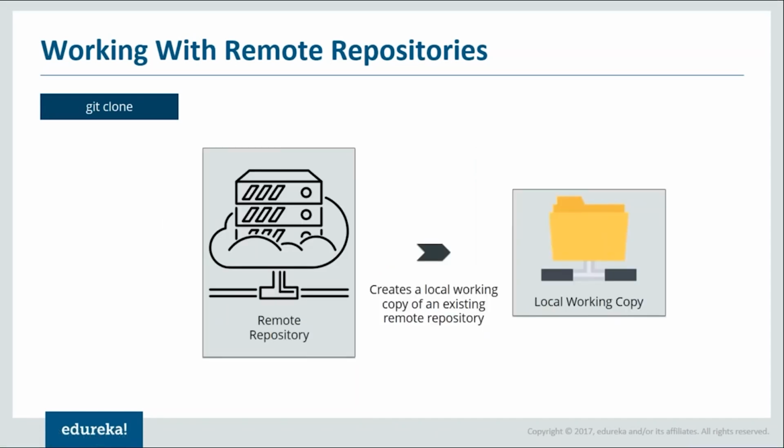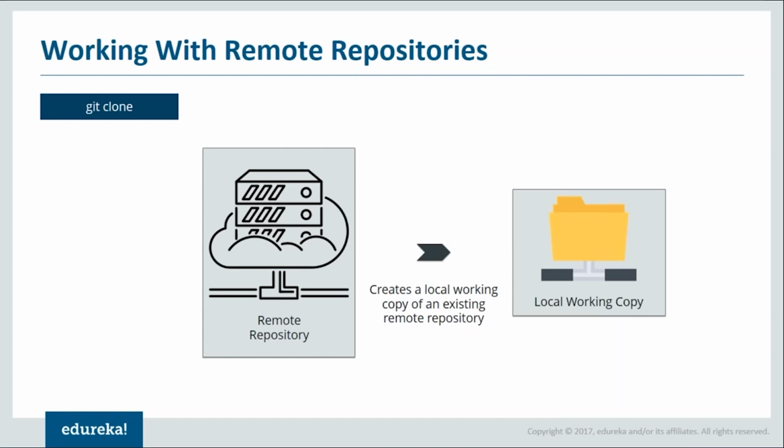So now we're going to see how to clone a remote repository. So to create a local working copy of an existing remote repository, we'll use git clone to copy and download the repository to a local computer. Cloning is the equivalent of git init when working with a remote repository. Git will create a directory locally with all the files in the repository history.